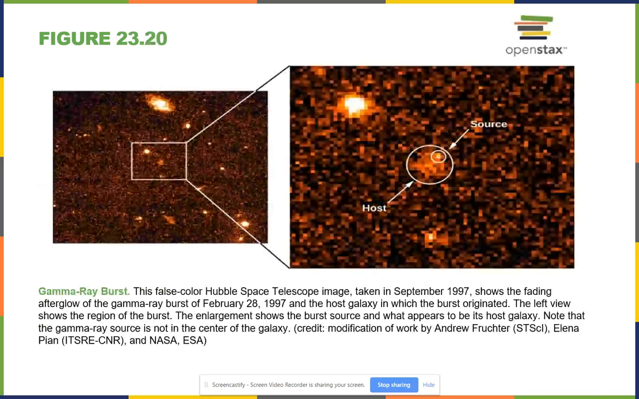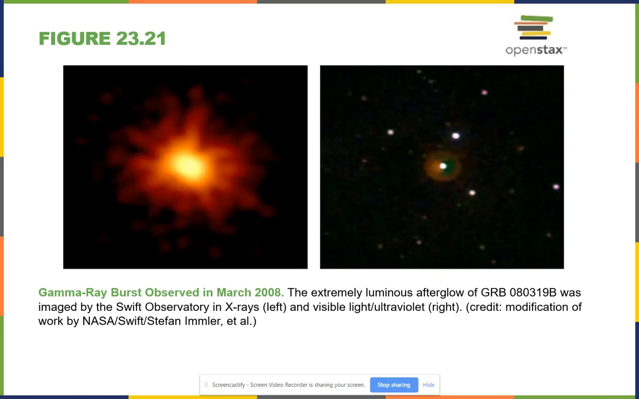And here's a picture showing the gamma ray burst that occurred in February of 1997. And here's one from March 2008. Extremely luminous afterglow, it says.